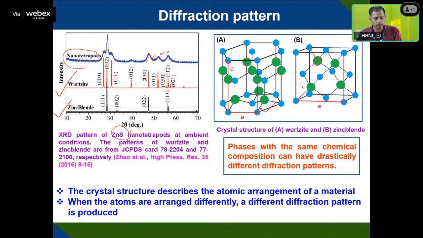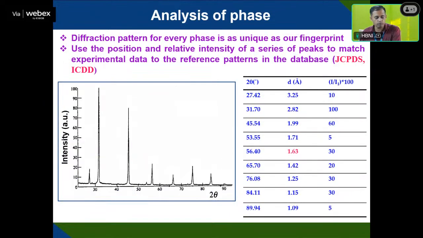So far we have discussed how the diffraction patterns are formed. Once you get this type of highly diffracted planes, with all different planes observed, how can you identify the phase? To identify the phase, if it is a known sample, you can simply refer to the JCPDS or ICDD database.